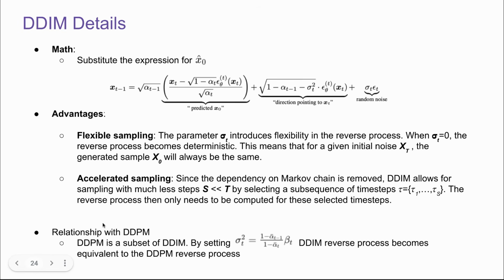The relationship between DDIM and DDPM is that DDPM is a subset of DDIM. By setting sigma t into a specific value, DDIM reverse process will become equivalent to the DDPM reverse process. If you think about it, this makes sense because Markovian process is actually a subset of non-Markovian process.